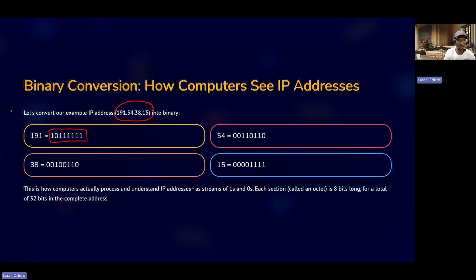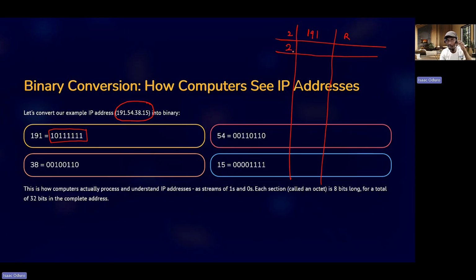Let's convert 191 to binary. This is how we do it. You first write 2, because we are using base 2, and then you write the value here, which is 191. Then you put the remainder here. Do you remember we did long division in high school or elementary? So you divide 191 by 2. What do you get?